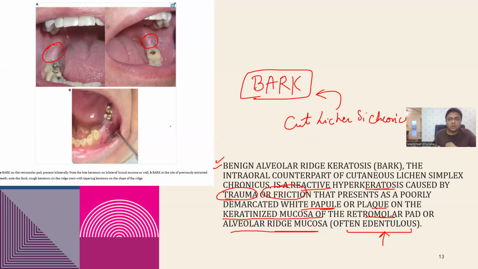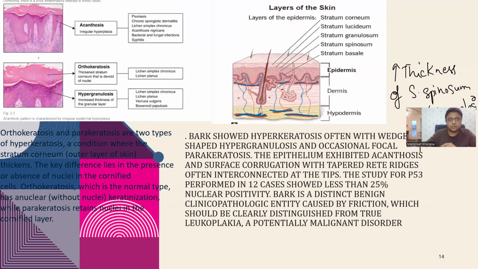So when we talk about the benign alveolar ridge keratosis, we usually see the white plaque or papules on the keratinized mucosa. So this is the retromolar pad area, and you see the white plaques or papules. Okay, let's go to the next. Now, biopsy showed hyperkeratosis, often with wedge-shaped hypergranulosis and occasional focal parakeratosis.